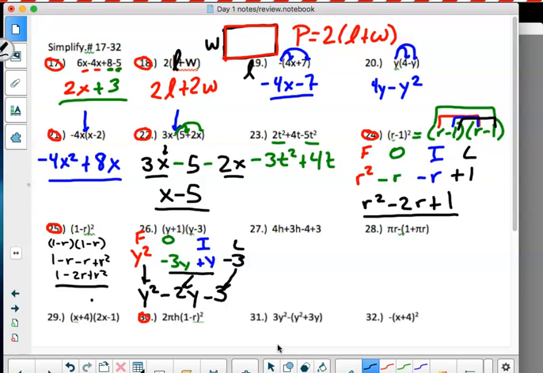Now, 27, I'm just going to combine like terms. So I've got 4h plus 3h is 7h. I got -4 plus 3 is -1. That's the best I can do. 28, be careful, notice the negative. It's not a multiplication. I'm not distributing the pi r, I'm distributing the negative sign. So now I've got pi r minus 1 minus pi r. Remember, that's distributed there and there. These two knock each other out because they become 0, and this is just equal to -1. And that's my answer.